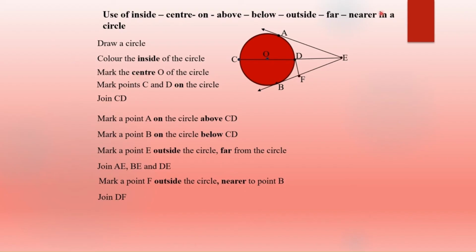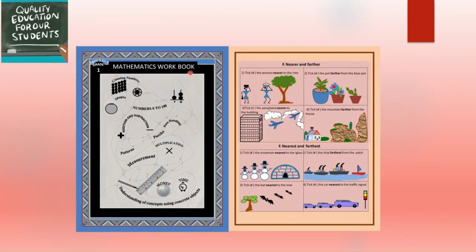You have used almost all the position words. Now if you have understood the position words, answer questions from page 5 and 6 of the mathematics workbook. This is the mathematics workbook. You can see the link in the description. You can answer the questions on near, far, nearer, farther, nearest, farthest. That's all in this video. Let's conclude.